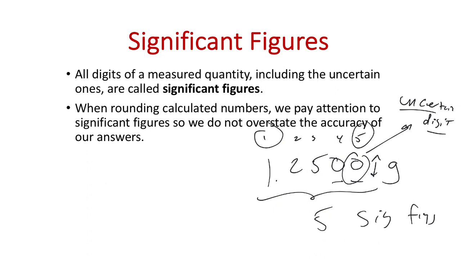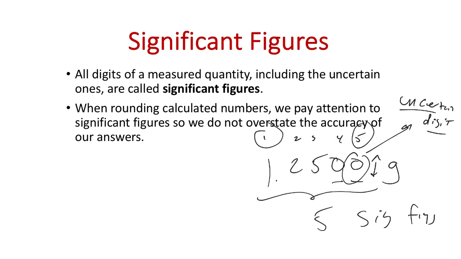I have an example I'll do in a minute where it's kind of like the interpolation digit. It's a digit we're interpolating between two other numbers. So when we're rounding calculated numbers, we pay attention to sig figs in these measured quantities so we can know how to round our values with some set of rules, so that we're stating our results with the precision we know them to have from the measurements we took them with.